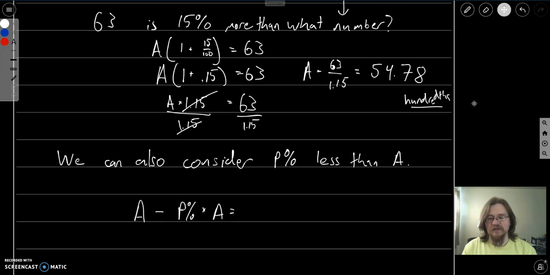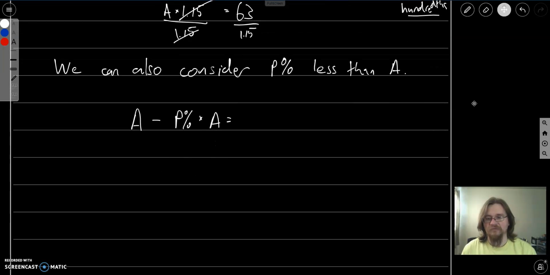And the last thing that we'll consider is we can do the same thing with less than as opposed to more than. And with less than, we're going to be taking a little bit away from A. So if we want to consider p% less than A, what this means is that we're going to take A and we're going to take away a little bit of it, specifically p% of it. So if I take A and subtract p% of A, well, p%, that's p divided by 100, if we turn that into just a regular number as opposed to a percent.